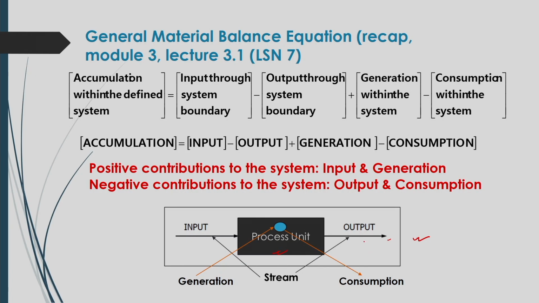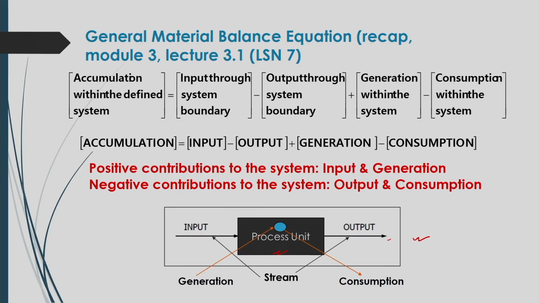So input stream and output stream, there will be a certain amount of components at a certain flow rate. And during this process, in this process unit, if there is any generation, like in a reaction at a certain condition, there will be some product produced from the reactants. So there will be certain generation of the components. Those components will also come out as output.